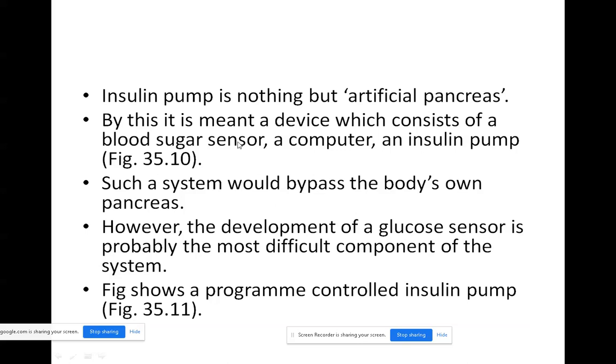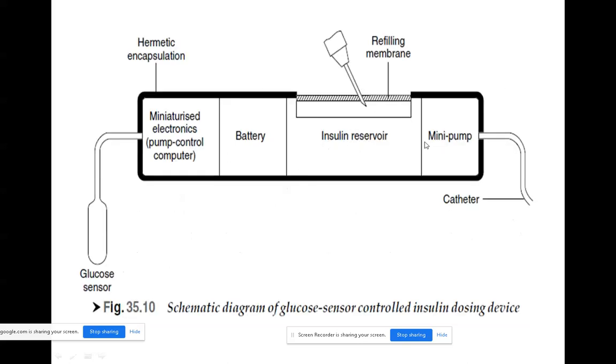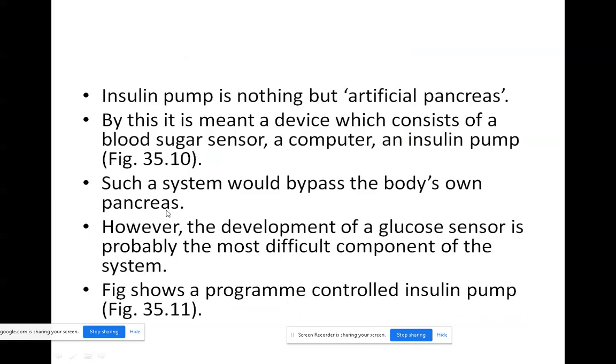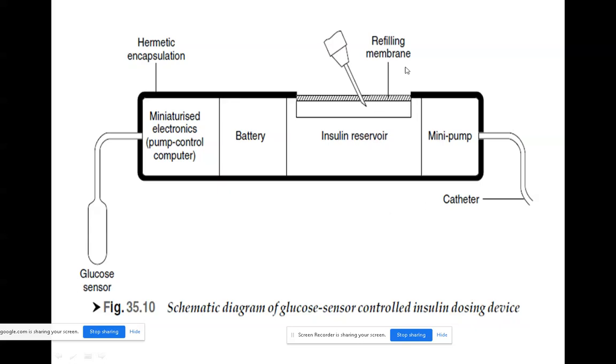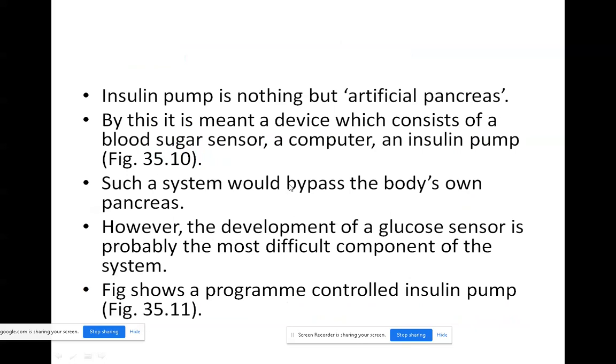By this it is meant a device which consists of a blood sugar sensor, a computer, and an insulin pump. So this device acts as the artificial pancreas for your body, where your natural pancreas failed to work. Such a system would bypass the body's own pancreas, taking over the work of your natural pancreas. However, the development of a glucose sensor is probably the most difficult component of the system.